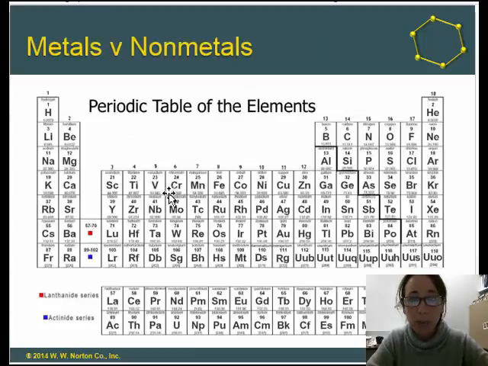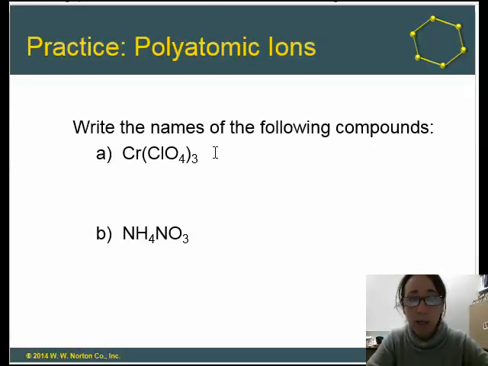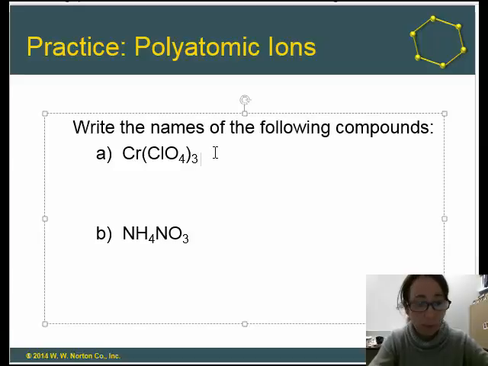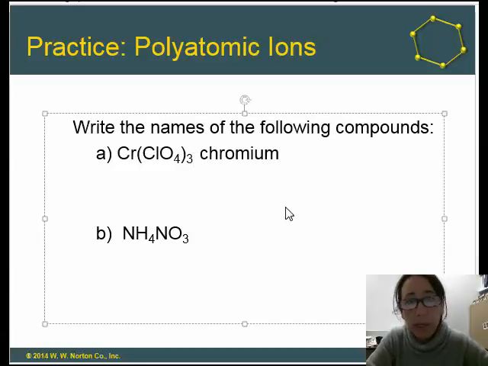If I look at the periodic table, here is Cr, chromium. It is indeed a metal, so I know this is going to be an ionic compound. I'm going to put the name of the metal, and then I look at the anion, and I notice that the anion is made up of more than one element, so it's a polyatomic ion. Since I've memorized my polyatomic ions, I know that this is perchlorate.